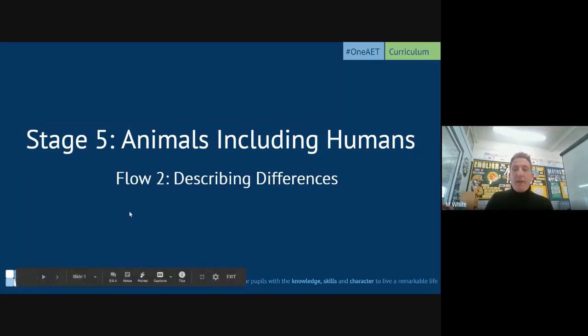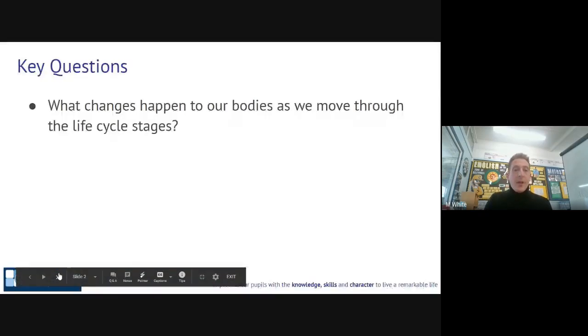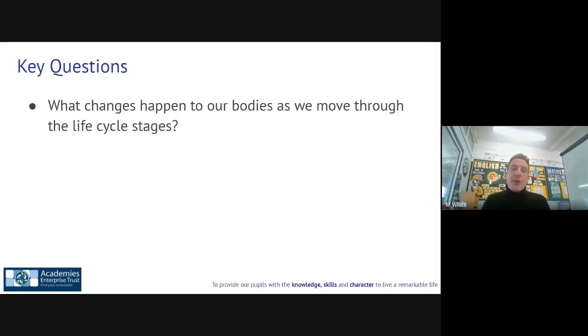So stage 5, animals including humans, and we're on flow number 2, and we're going to be describing differences today. The key question that we're going to be answering is: what changes happen to our bodies as we move through the life cycle stages?